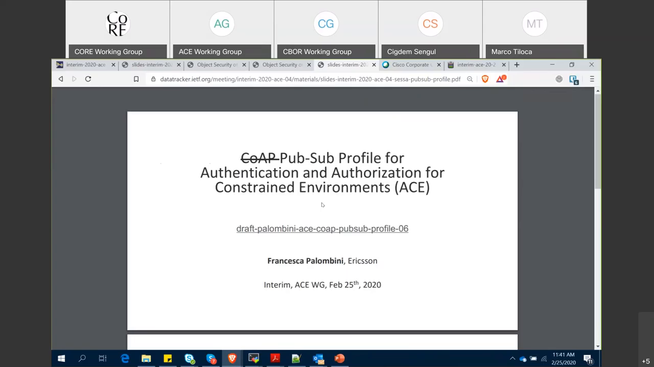ACE working group, outside the ACE working group. No, within the ACE working group, because my expectation is that if it's in working group last call, we don't get so many reviews, and okay. I think it would be better to.